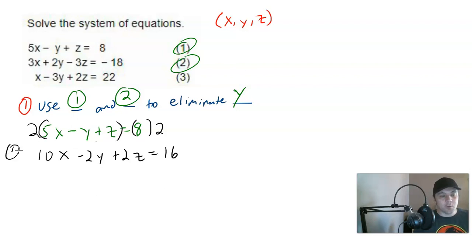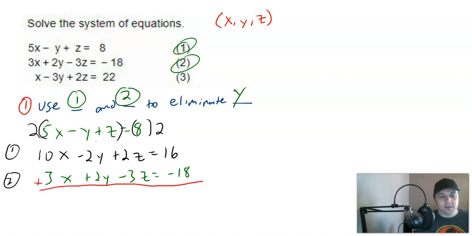So that's equation 1 modified, so that the y variable will cancel out. And then equation 2, we don't need to modify, so I'm just going to copy it down. I'll do a different color here. So we'll have 3x plus 2y minus 3z equals negative 18. So I just copy down equation 2. Now I will add both of these equations together.